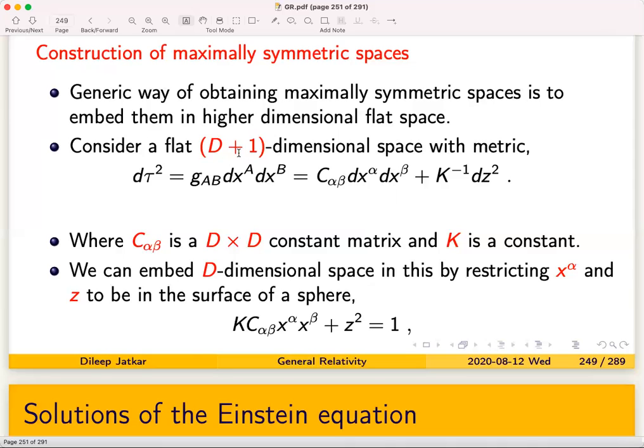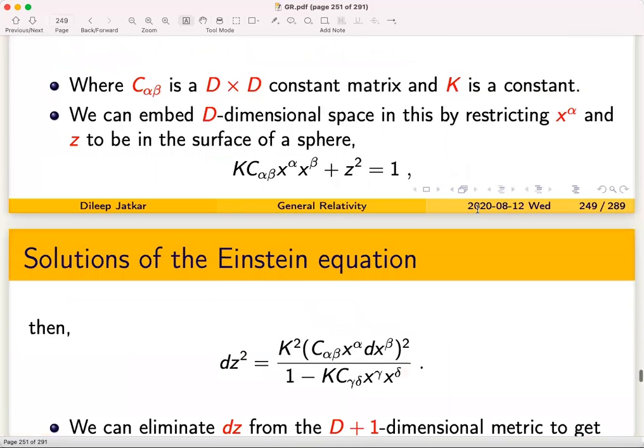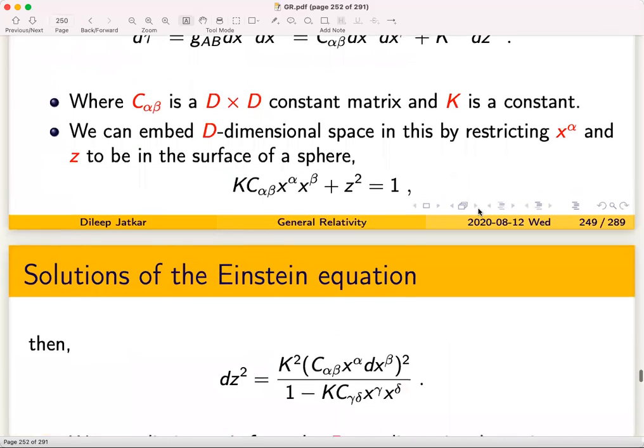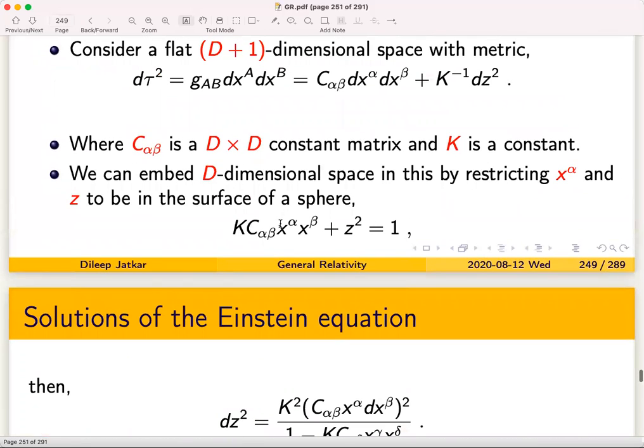But in that flat d plus 1 dimensional space, we embed a quadratic surface. Typically, it's called a quadric actually. And you take a quadric written in this particular form, k times C alpha beta x alpha x beta plus z squared equals 1, and ask what is the induced metric on this surface, starting from this metric C alpha beta dx alpha dx beta plus k inverse dz squared. Okay, so one way to do that is to just eliminate z using this equation.